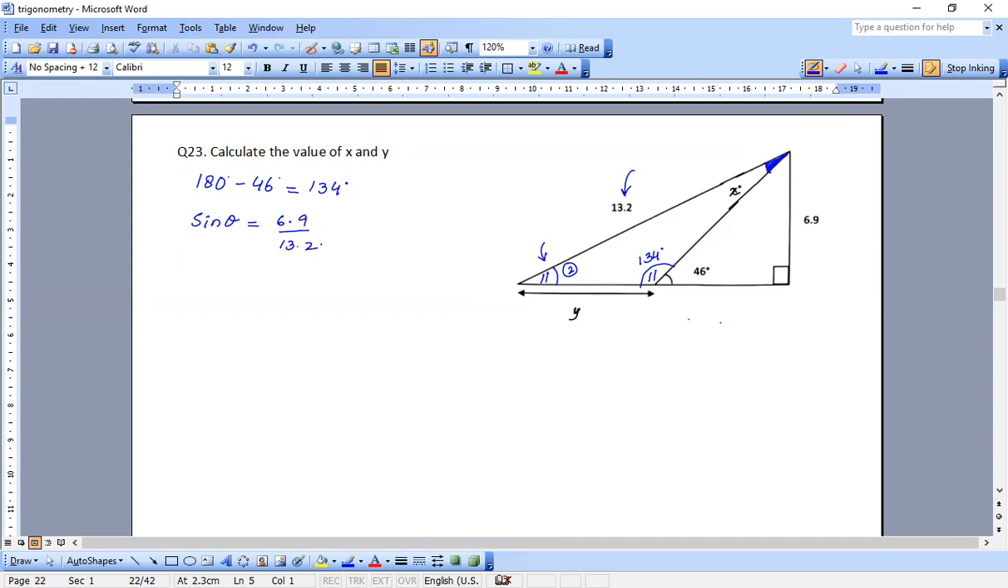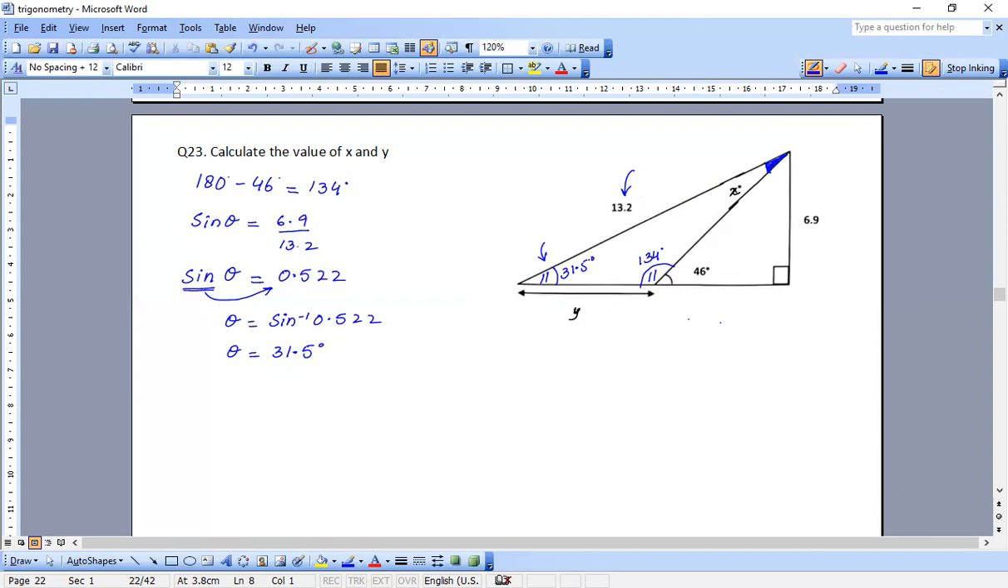First of all, I'll divide 6.9 by 13.2. This is 0.522. Sine theta is equal to 0.522. This is the sine of an angle. I am trying to find out the angle only. I'll remove this sine and take it to the other side. So theta will be equal to sine inverse of 0.522. I'll take the sine inverse of this. The angle is going to be 31.51. So this angle is going to be 31.5. So I'll mention this angle over here as well. I now have this angle which is 31.5.